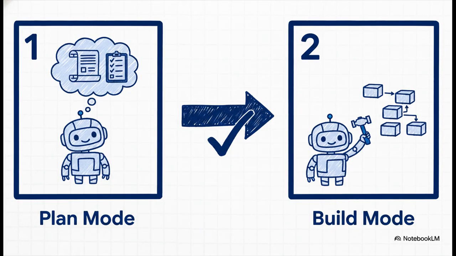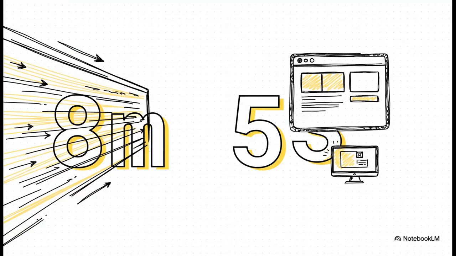Now, what's really smart is the AI doesn't just start coding like a maniac. It has this clever two-step process. First, it goes into plan mode and basically outlines what it's going to do. Once we say, yep, looks good, it switches over to build mode and starts writing the real code that creates the website's design.